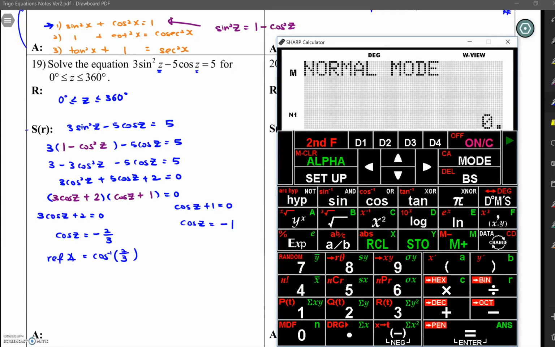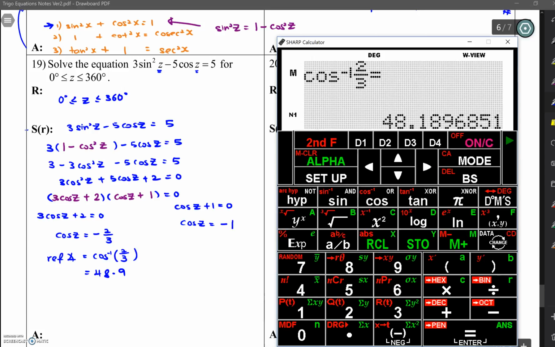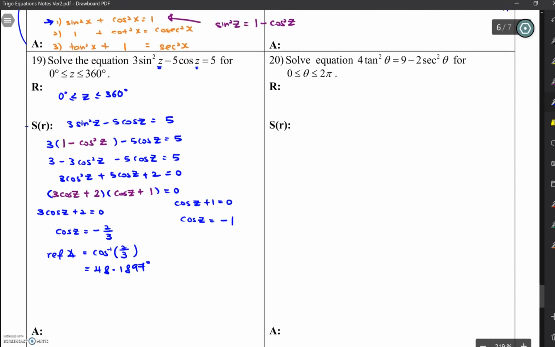So here by itself, I'll click on cosine inverse 2/3. Is it in degree mode? Okay, yes. So the answer I'll get will be 48.1897 degrees. Do you remember our degree?